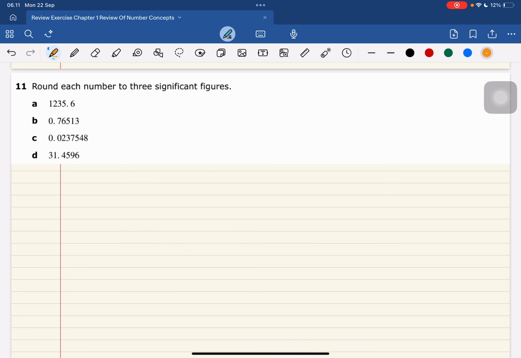Okay, round each number to 3 significant figures. So let's count it: 1, 2, 3. Here, 3 significant figures is going to be the answer 1240. Next, 3 significant figures: 1, 2, 3. From here, it's going to be 0.765. 3 significant figures starting from here: 1, 2, 3. So it's going to be 0.0238. 3 significant figures here, so this is going to be 31.5.